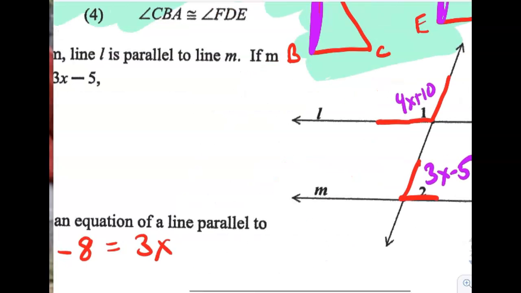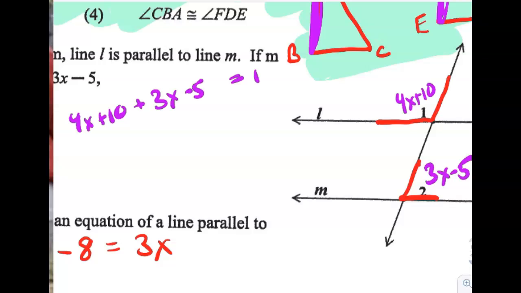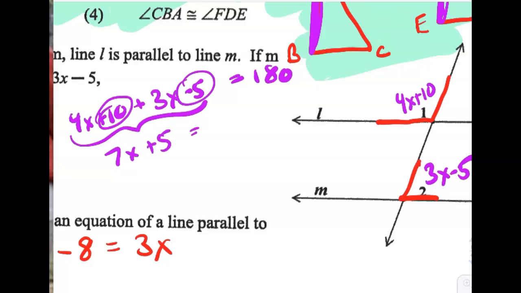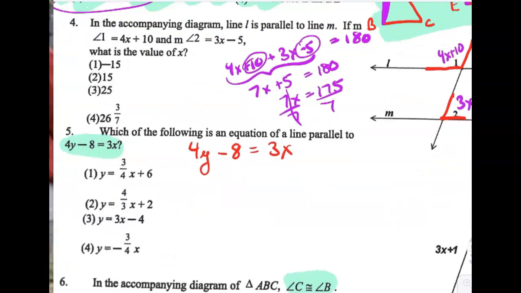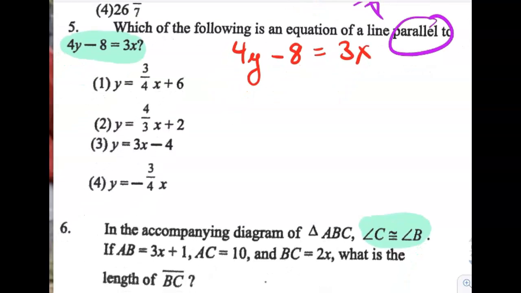So that's how I show my algebra. 4x plus 10 and 3x minus 5 equals 180. I'm going to combine like terms. 7x and then 10 minus 5 is a positive 5. I'm going to subtract 5 from both sides. And then you divide both sides by 7, and the answer is 25. But I'm not going to write it in case somebody's not listening. So x is 25.